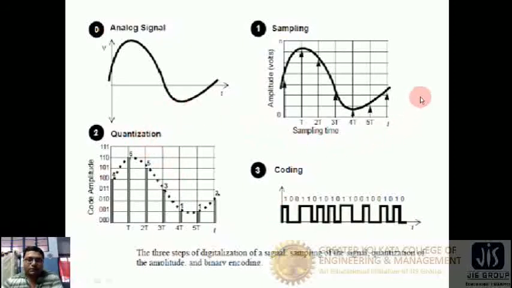In this way we can convert the analog signal into a digital signal, and the reverse process, that means from the digital signal to the analog signal, is being discussed in our coming slide. So in this way we can convert the analog signal to a digital signal.